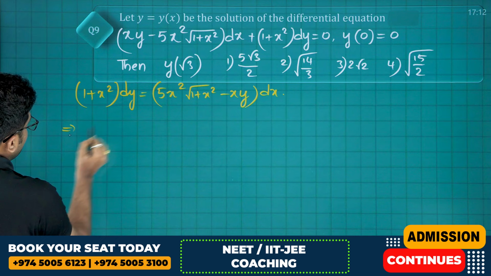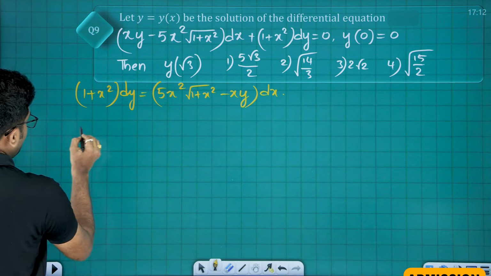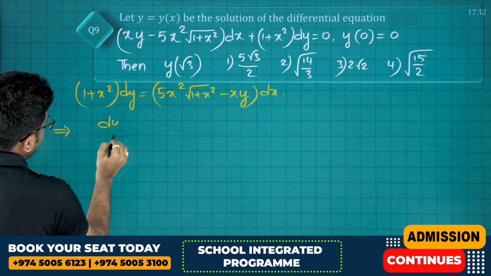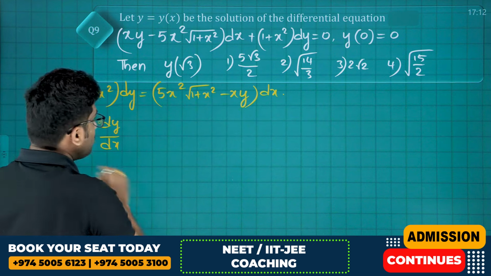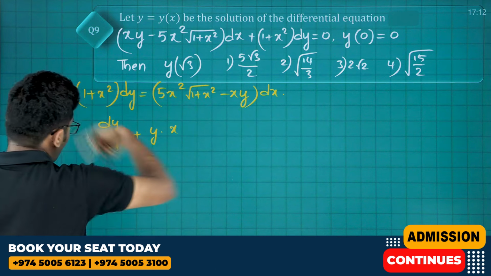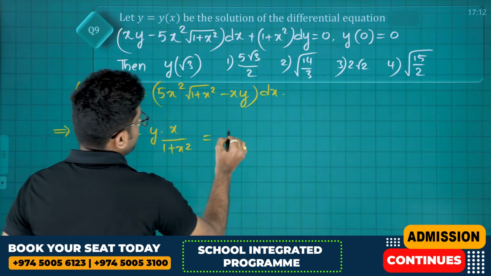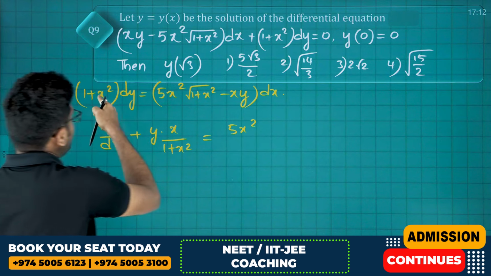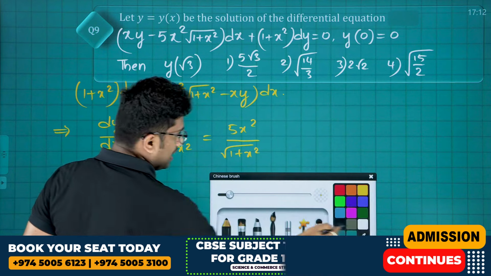So that implies dy by dx, first plus xy, get this xy to this side, plus xy divided by 1 plus x square is equals to 5x square. Root over 1 plus x square by 1 plus x square will be root over 1 plus x square. Now this is our LDE in y.